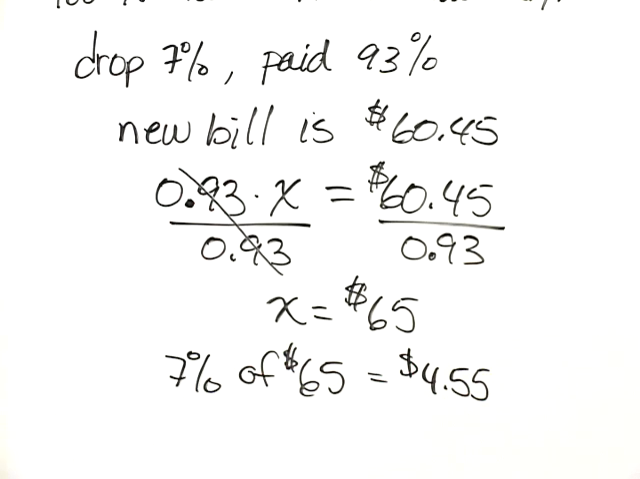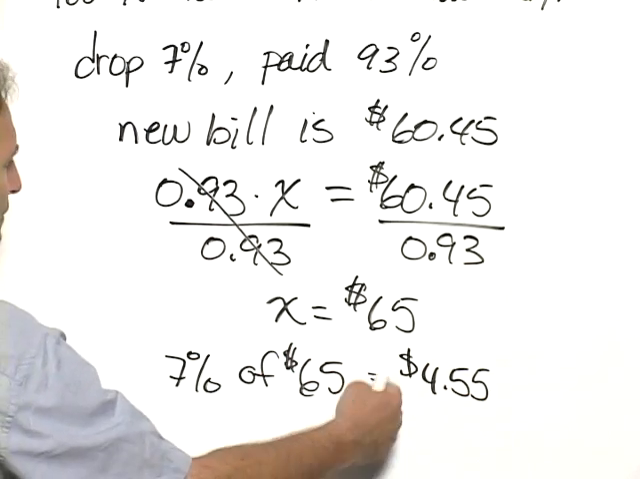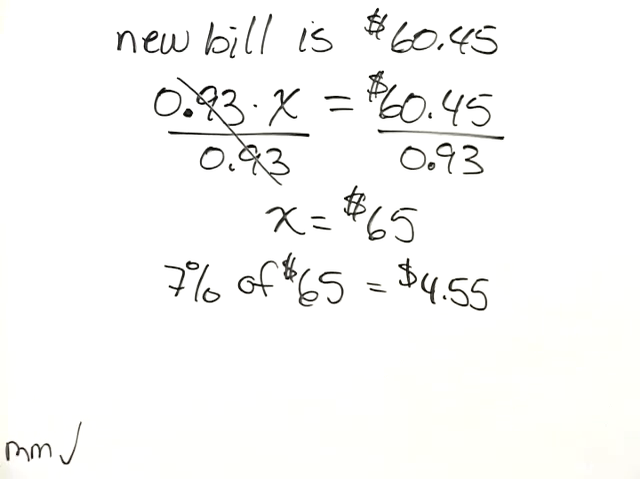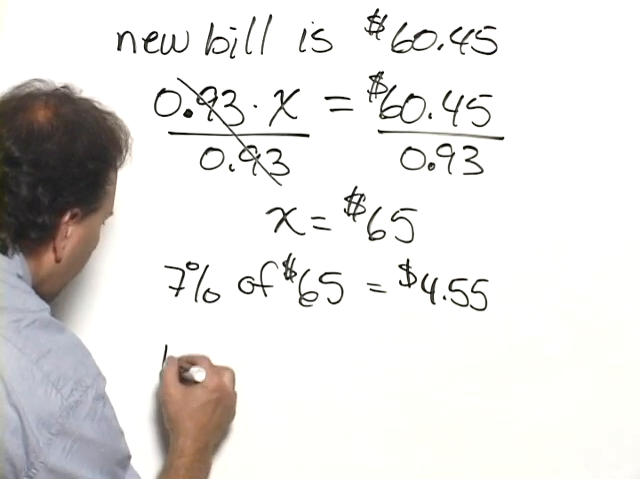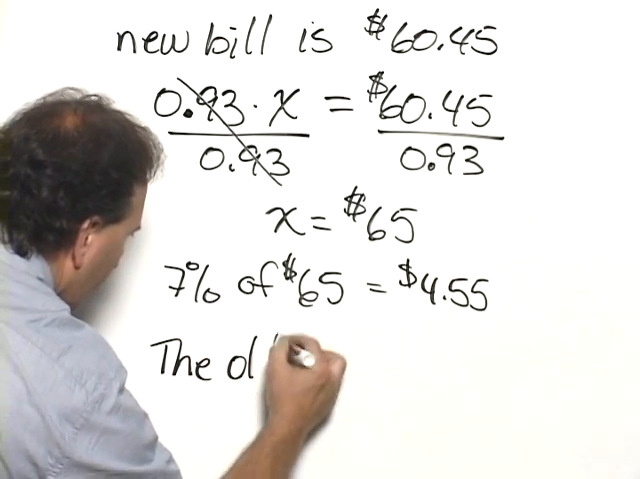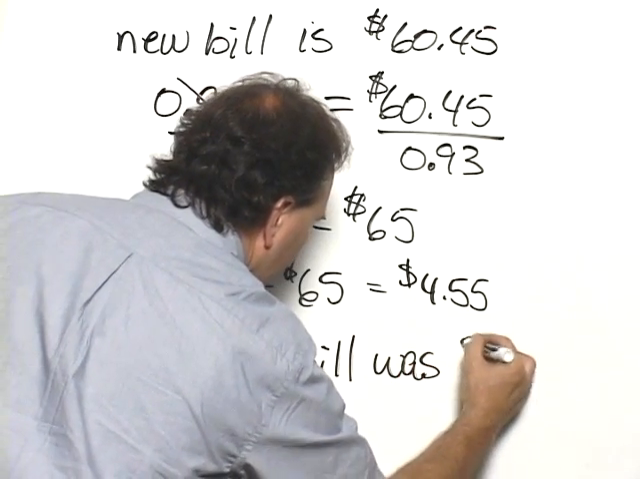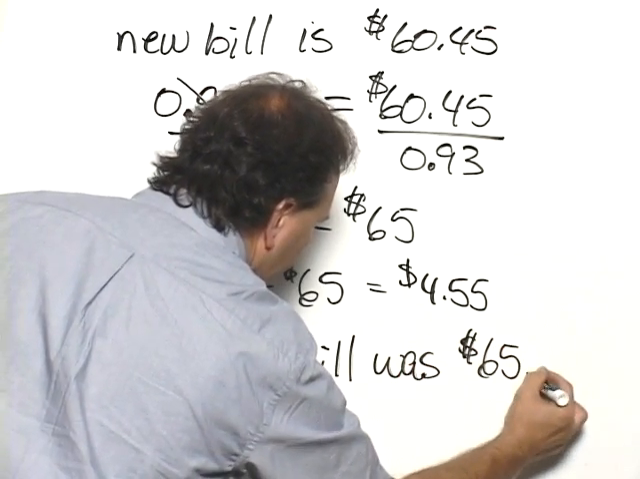Now, if we subtract the $4.55 from the $65, which is the old bill, we will in fact get $60.45, so the check tells us our answer is correct. And therefore, the old bill was $65.